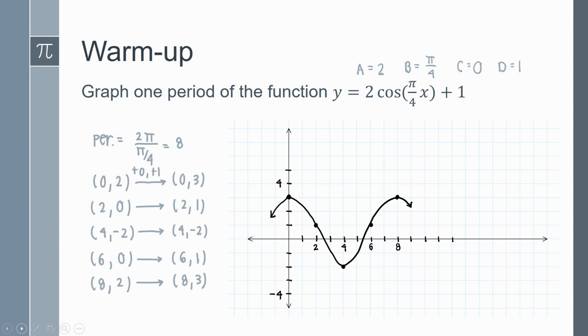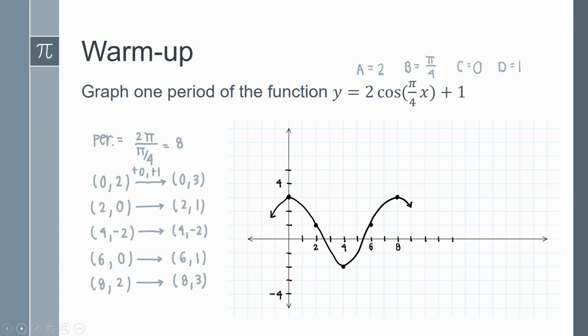So remember, for cosine, we find the period by taking 2 pi and dividing it by the absolute value of B. When I divide pi and pi, those go away, but because I'm dividing by a fourth, I really multiply by the reciprocal. So 2 times 4 is 8. So that's my period.